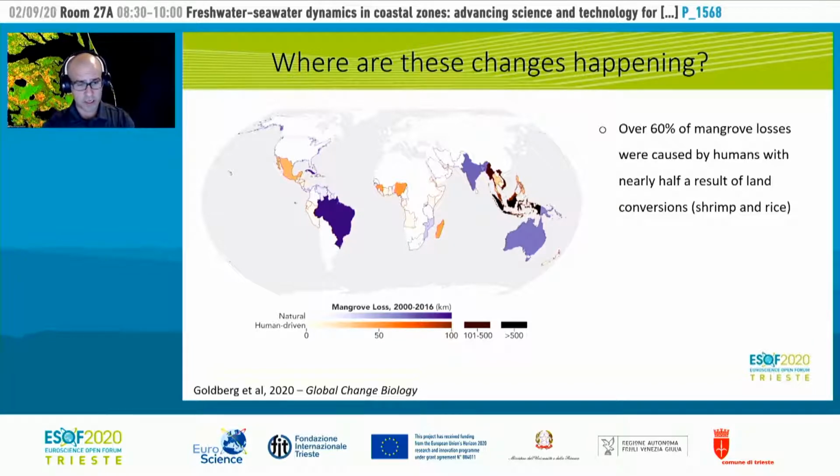And so from this analysis that we did, we see that over 60% of the losses within these particular areas are driven by humans, with the majority of that being the conversion to commodity type land uses, so shrimp, rice, and oil palm plantations.